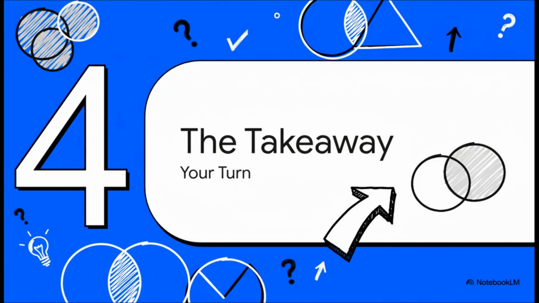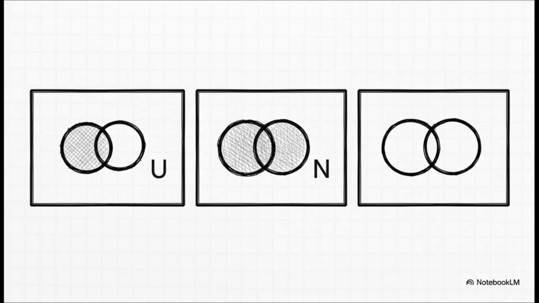So, what's the big picture here? Let's boil this all down and lock in the main takeaway. Honestly, if you can just remember these 3 things, you've totally got it. Union, with that U symbol, combines everything. Intersection, with the N symbol, finds only what's common. And Venn diagrams? Well, they're your best friend for actually seeing how it all works.